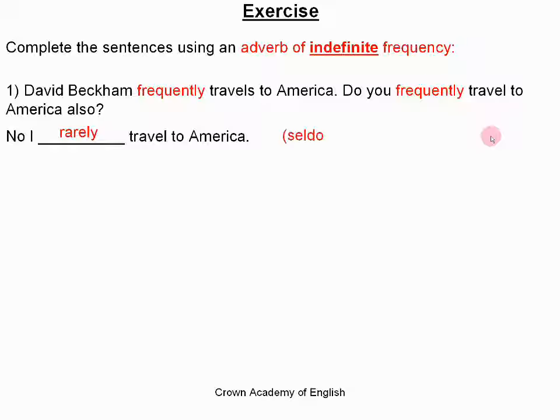So remember that because the sentence starts with no, then we must use one of the negative adverbs of indefinite frequency. Remember, we saw those earlier. They are seldom, rarely, hardly ever, or never. So any of these are correct. I chose rarely, but seldom is correct, hardly ever is correct, and never is correct.